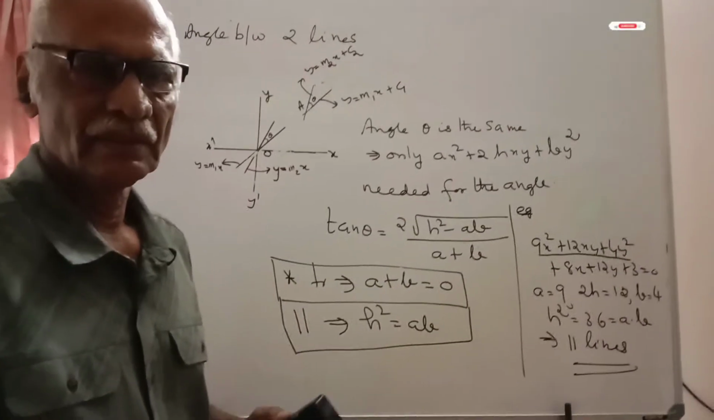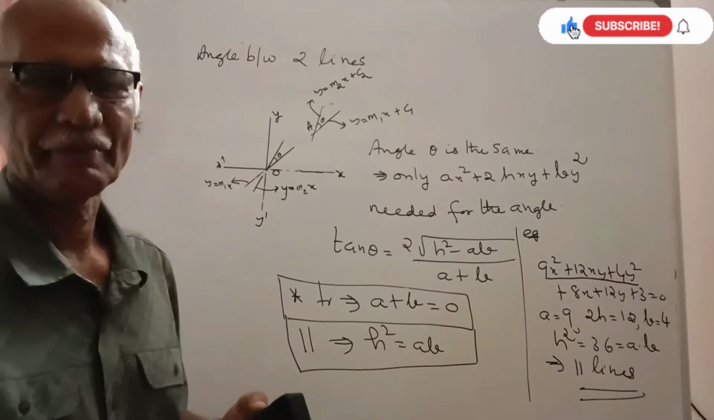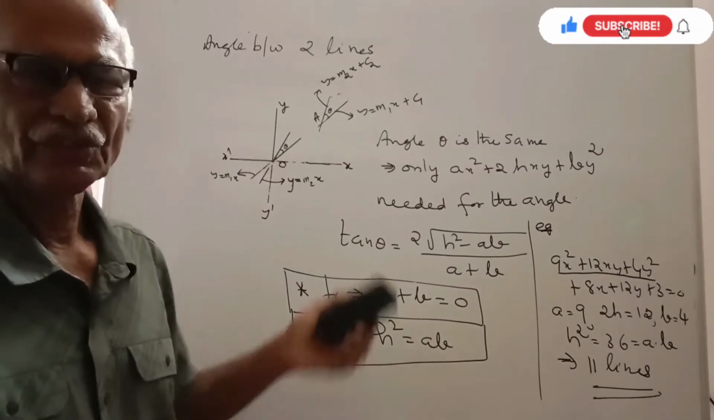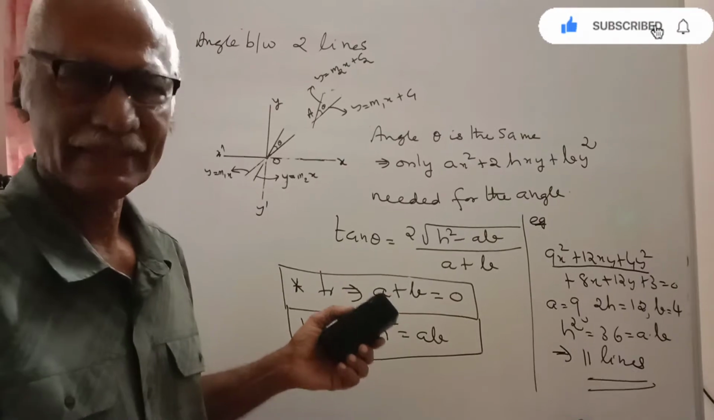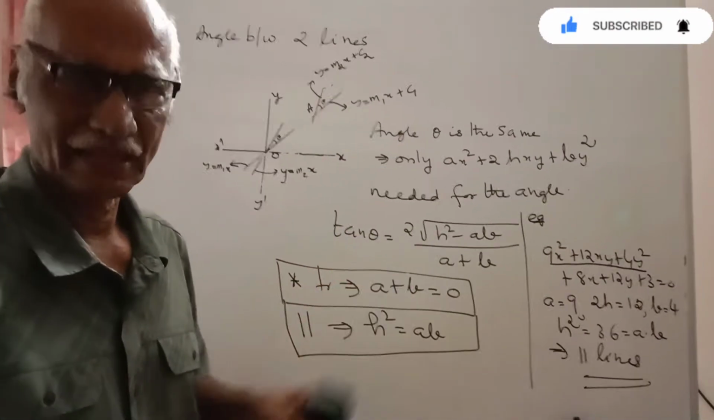Everybody, we will continue the discussion of 2-dimension, 3-dimension geometry part, straight lines. Now we consider the angle between two straight lines and the extension of the results.